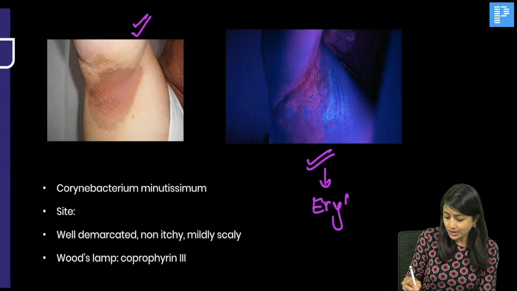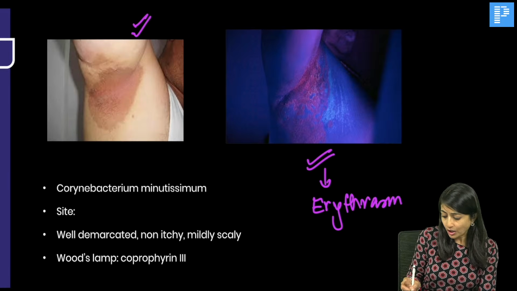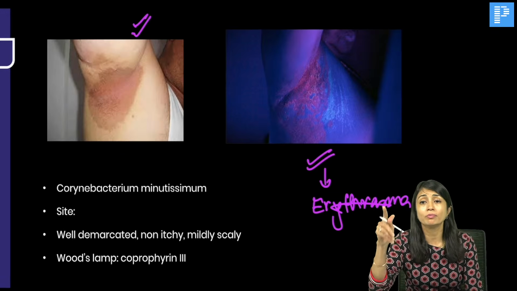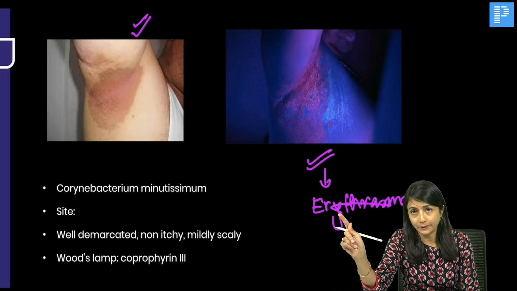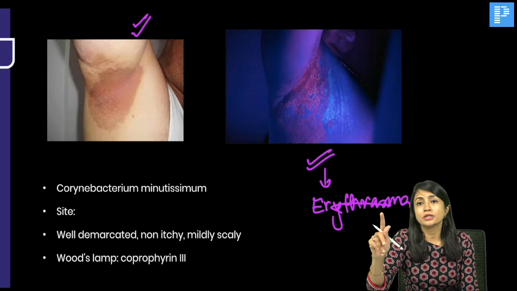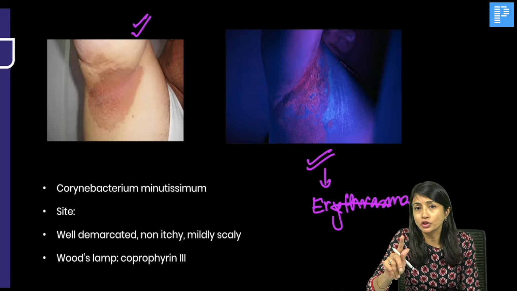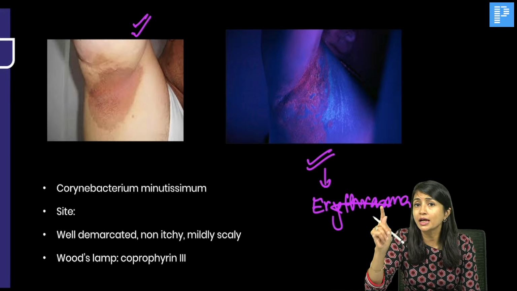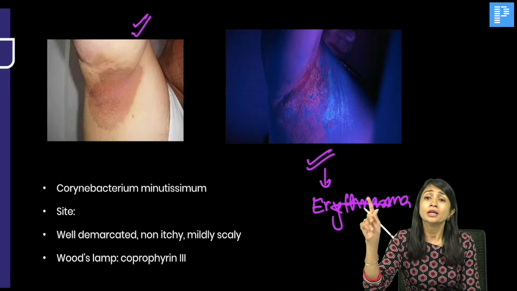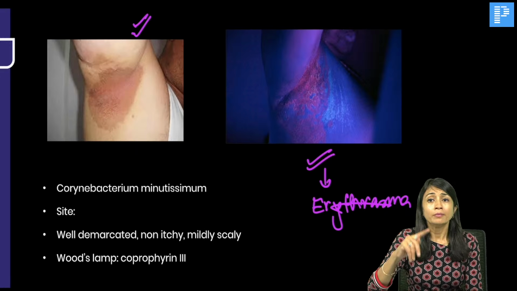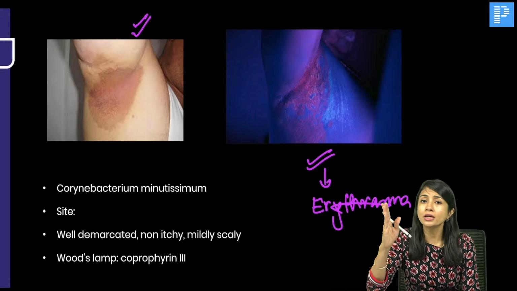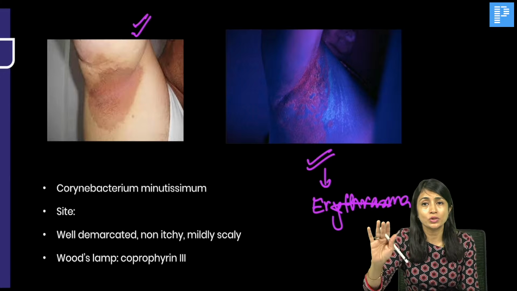But what if this image was not given? How do you differentiate between erythrasma and tinea based on this image and history? A few important differences: erythrasma is not that itchy, plus erythrasma is very well demarcated. Tinea is usually not demarcated, has scaling on the periphery, and is very itchy. But for better differentiation, you do a Woods lamp and you see coral red fluorescence as we see here.